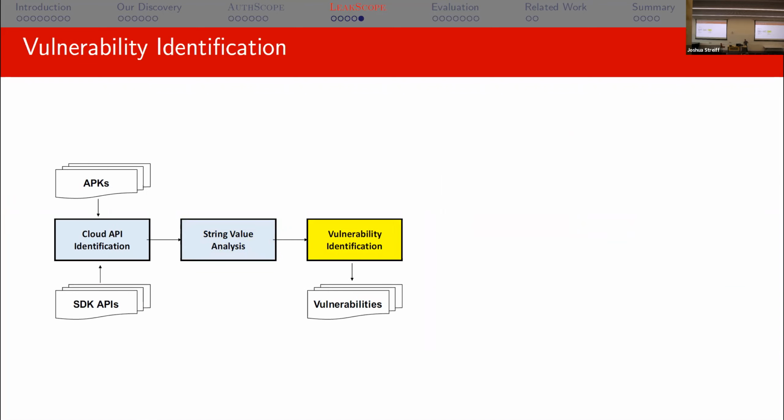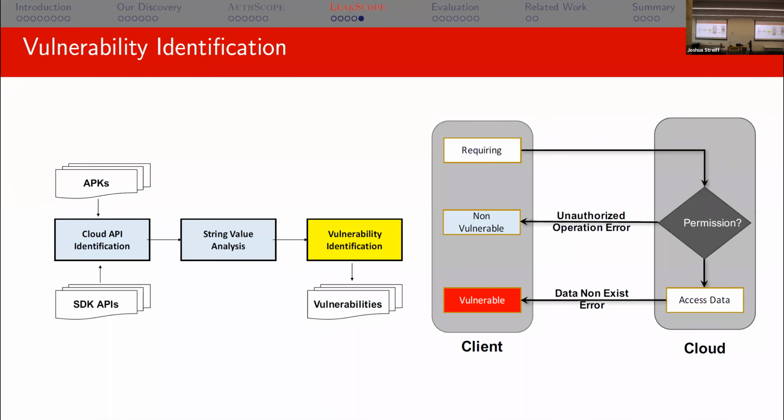Finally, there's vulnerability identification. How do we do this? We actually use a side channel approach. We don't directly grab the database and look at the records. Instead, we use a side channel. We look at the API, because the API will tell you the response. If the response is like an unauthorized operation error, then you know they did it correctly, there's no vulnerability. If you try to access non-existent data and they say the data does not exist, that means it allows me to access that one. That means it's vulnerable. So this is how we use that side channel to infer there is indeed a vulnerability.